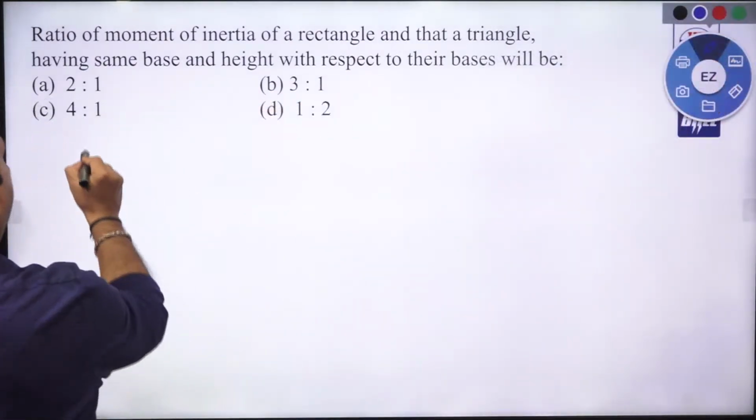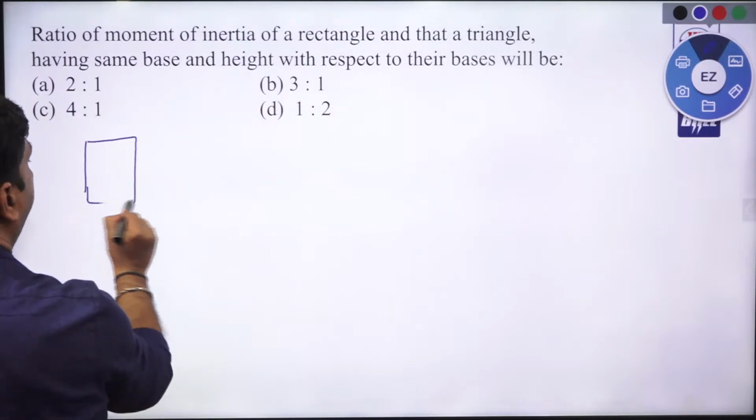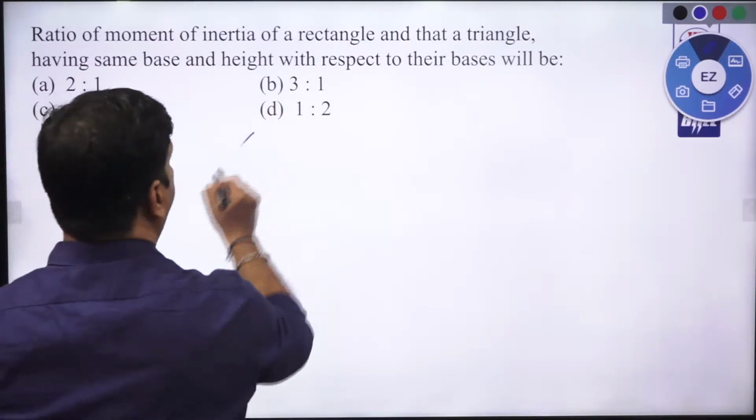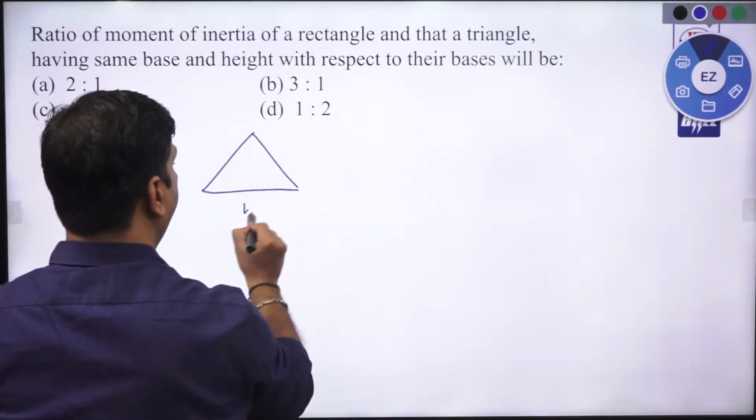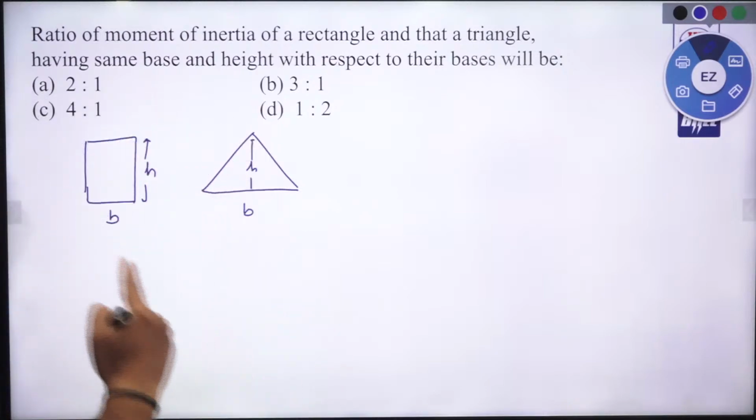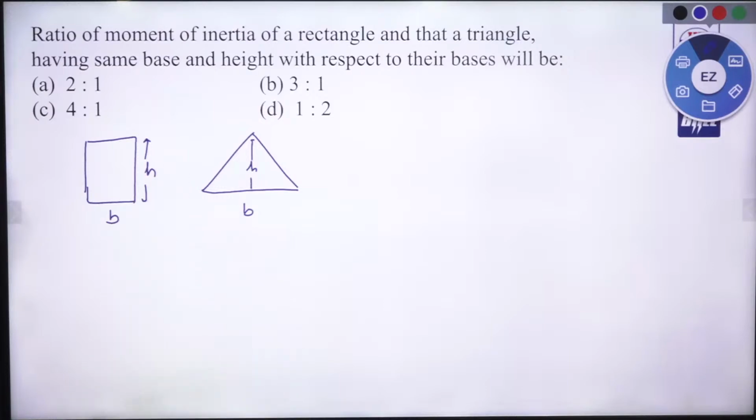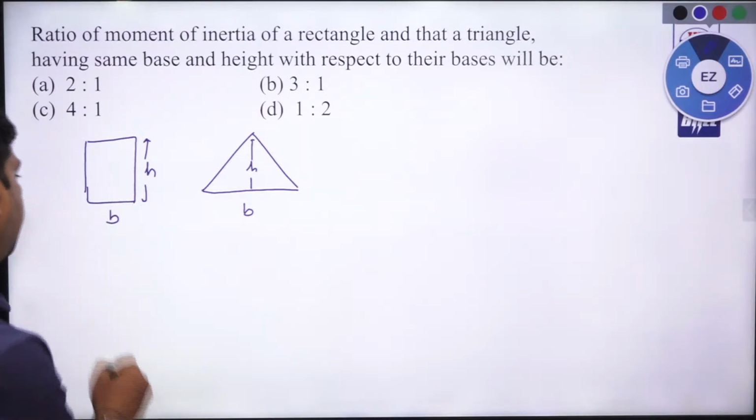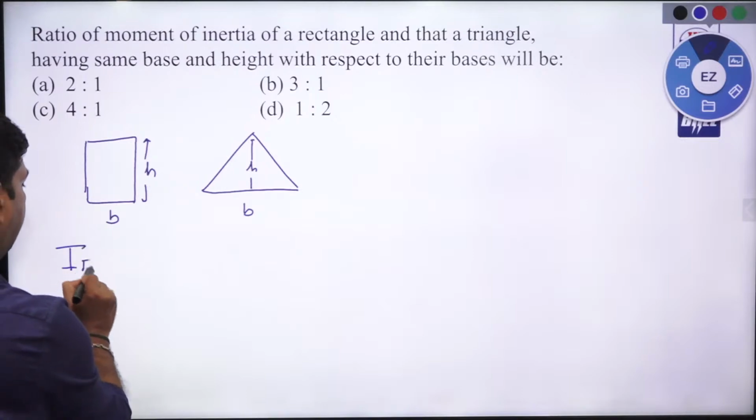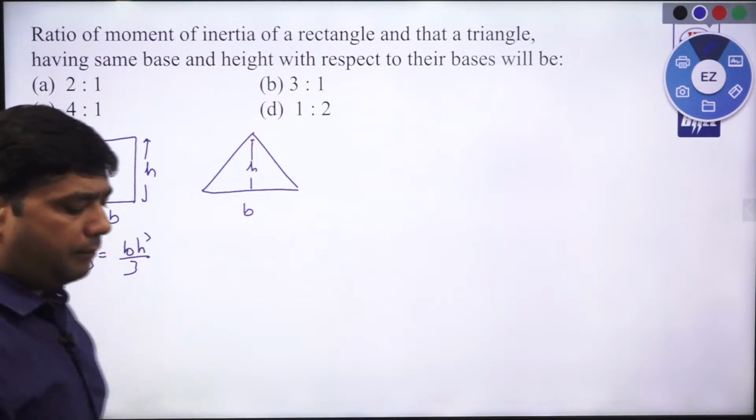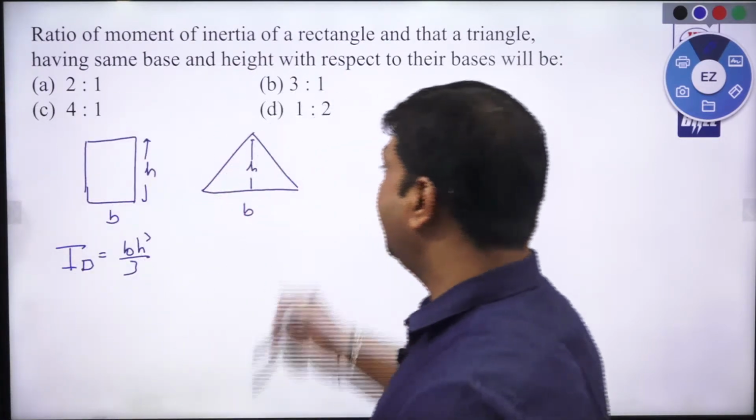if there is a rectangle having the base b and height h, and if there is one triangle having the base b and height h, right? What is the ratio of the moment of inertia of a rectangle to that of a triangle with the same base and height with respect to their bases? It is just asking with respect to the base. In the previous question, I found the moment of inertia of a rectangle about its base, that is bh cube by 3. But what is the moment of inertia of a triangle about its base?